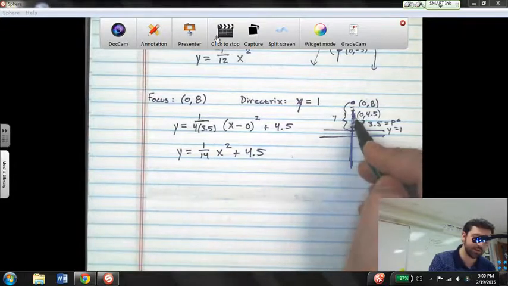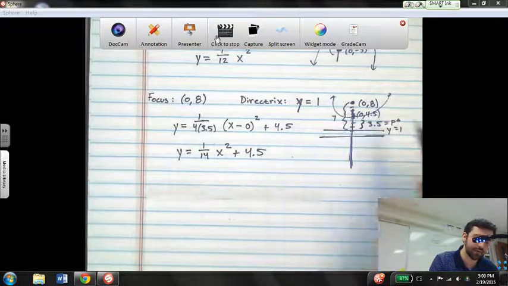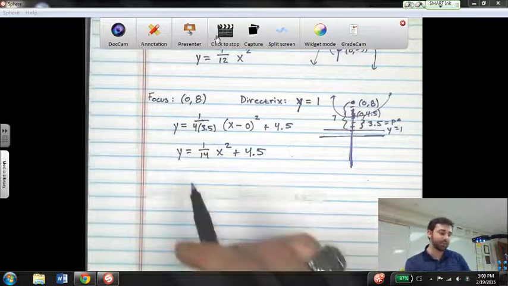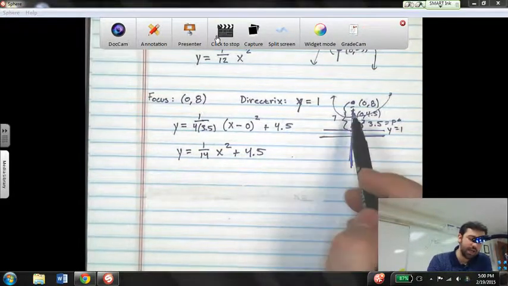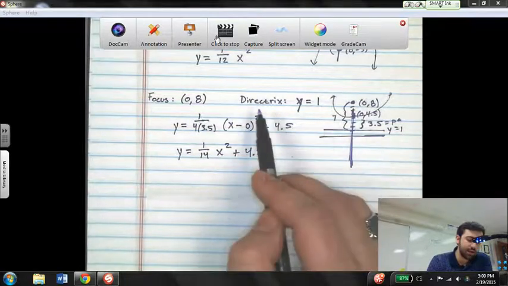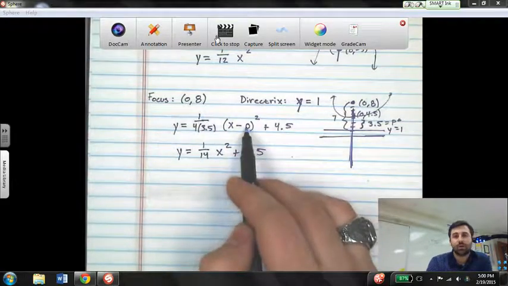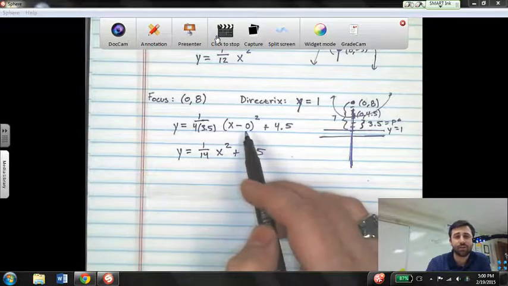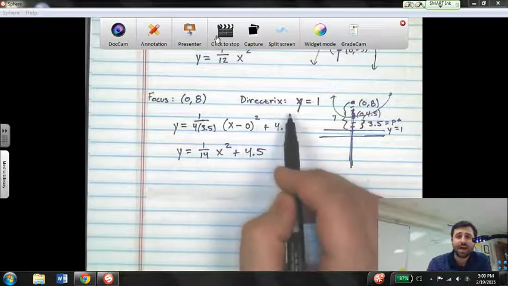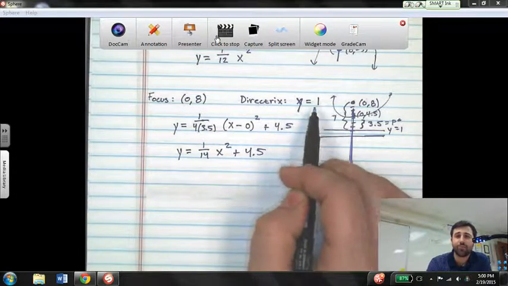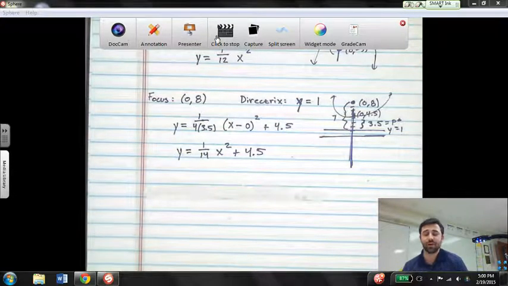Let's double check. The orientation of my parabola is upward facing, so I can leave it as positive. I want us to look at the x value of my focus and the x value of my vertex: they are always the same, and then there is the p distance. If I add the distance to my directrix, I'll get the y value of my vertex.